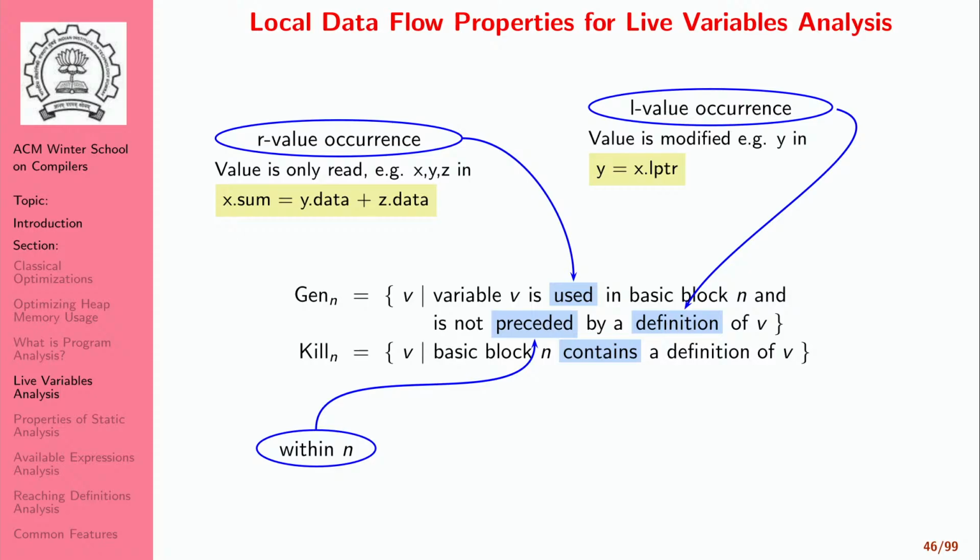And how do we define the set kill? We say if a variable is modified anywhere, it doesn't matter whether it's read or not. All I want to say is that after this basic block, the value before the basic block is not required. So the liveness of this variable is killed within this basic block.